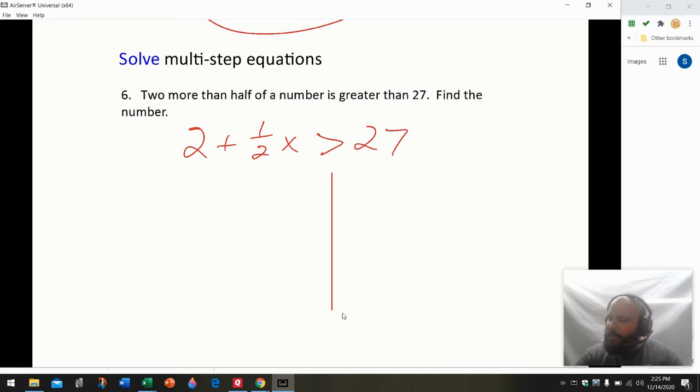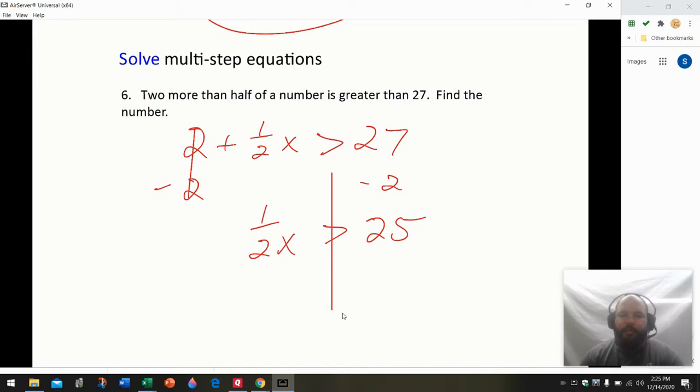Now, again, taking stock of what's happening to the x, it's being multiplied by 1/2. It is also being added to 2. So we need to undo both of those. We're going to undo the 2 first by subtracting 2. So then we end up with 1/2 x is greater than 25.